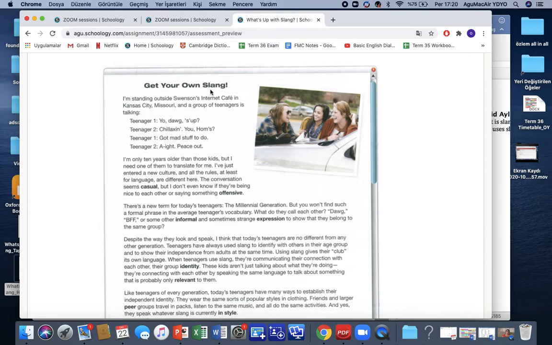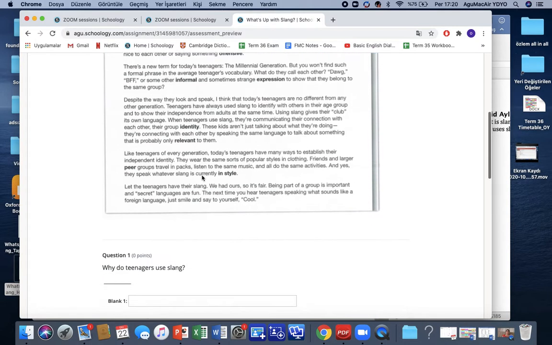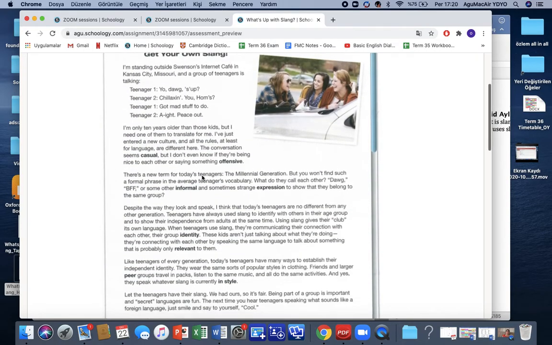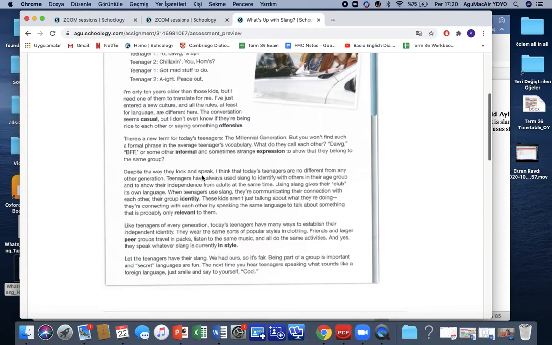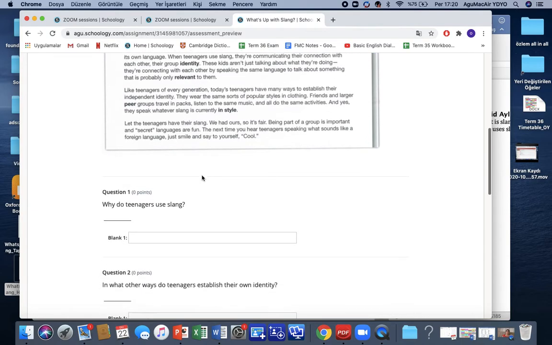So not everywhere you can use this, right? Slang. If you cannot understand the meaning, please look up the dictionary. So there's a text, and there are some, as you see, bold words, right? You need to read the text and do the task. This text is very important to understand the meaning of slang and some information about it.